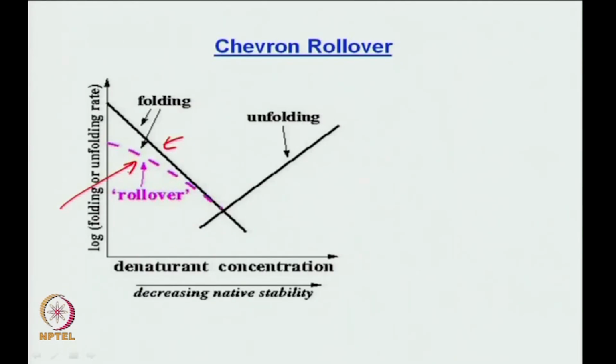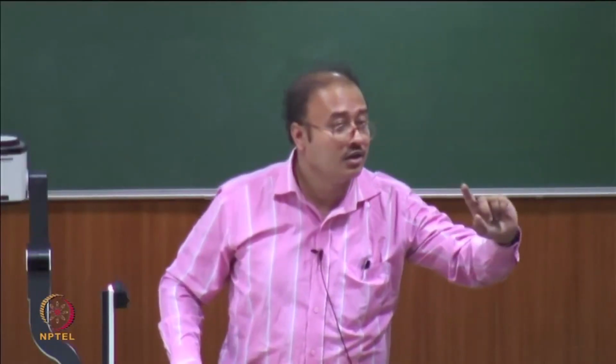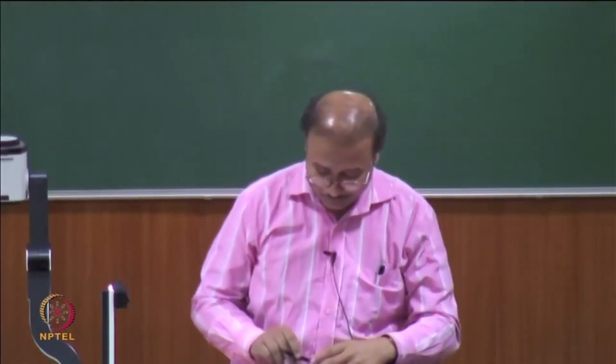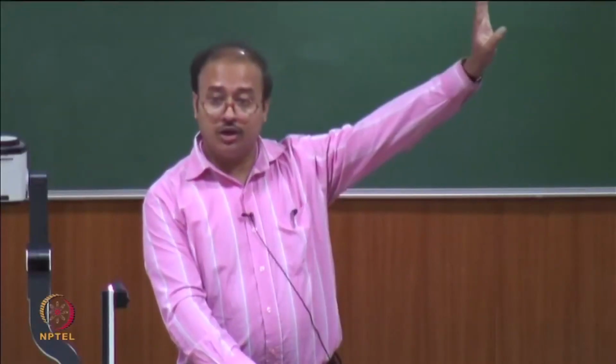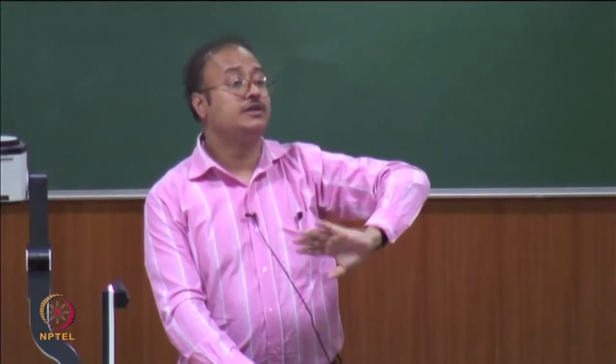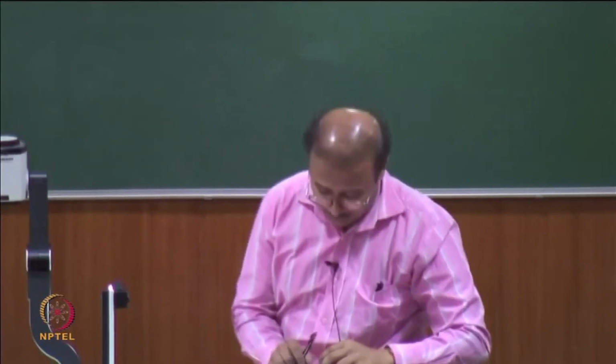So, this is called chevron rollover, and whenever you have a chevron rollover, that means it is rolling over from its linear path, and that is a signature for you to say that there is an intermediate in the pathway. Okay. So, deviation from the V shaped chevron plots indicates the presence of an intermediate. Clear? So, again this is the importance of a chevron plot, not only with respect to the kinetics, but also with respect to the test of the presence of intermediates, right.